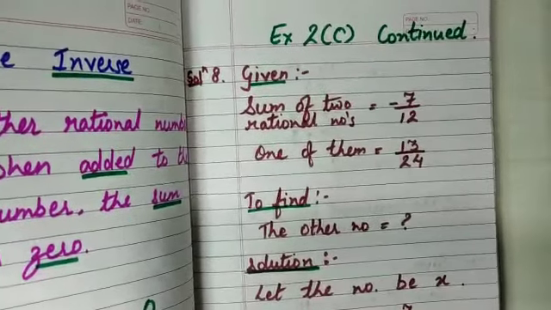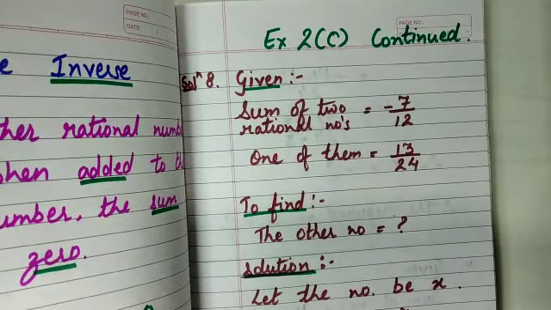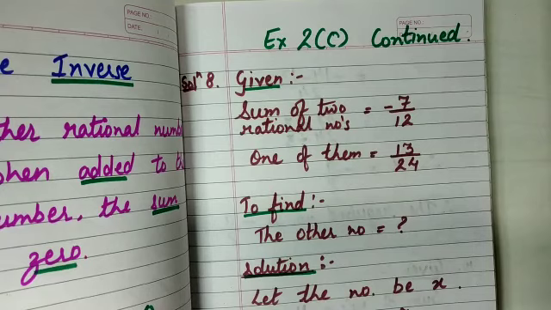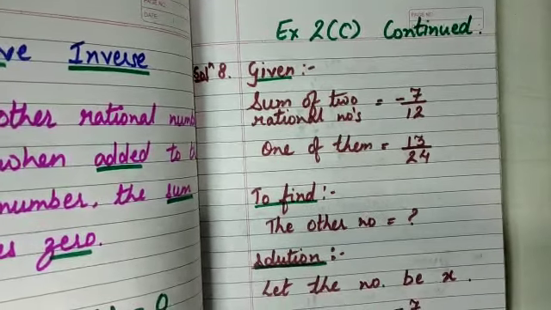Let's begin with exercise 2C, question number 8. I'll read the question for you. The sum of two rational numbers is minus 7 upon 12. If one of them is 13 upon 24, find the other. You need to follow a proper pattern when you are writing a word problem: first the given, then to find, and solution.